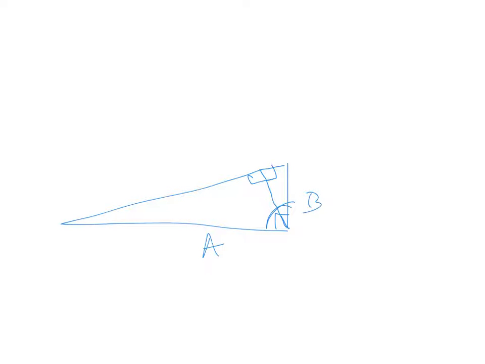So if this was A, B, and we're calling this side C, the hypotenuse, then we'll notice that that isn't a bisector and that it doesn't divide the right angle into two even pieces.